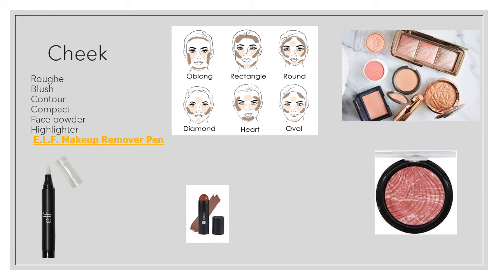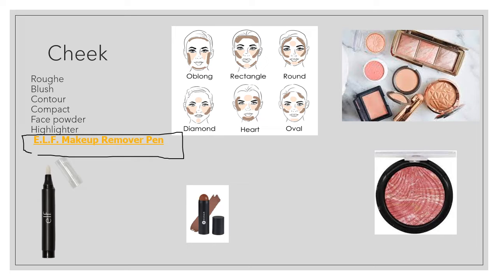The next up is cheek. So for cheeks, you have different formulations, like you have rouge, you have blush, you have contour, you have compact powder, you have face powder, you have highlighter, and the last one is very important. It is the ELF makeup remover pen. So this is a very novel cosmetic formulation that is nowadays very trending.